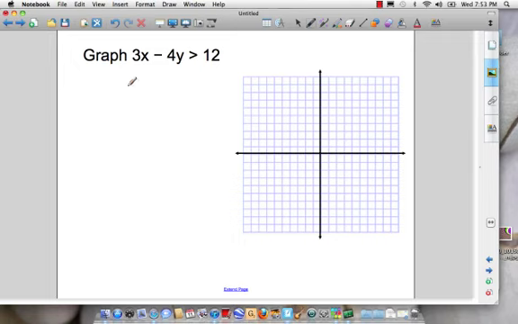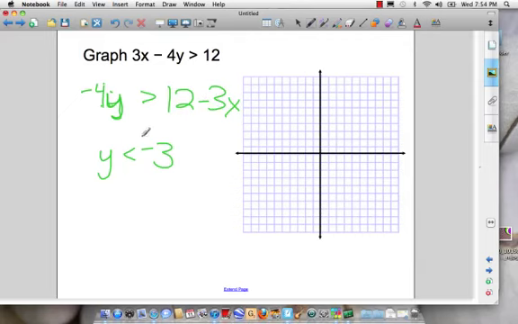Very similar, now it's greater than. So I start the same way. I want to put it in slope-intercept form. So I'm going to subtract 3x from both sides. And then, sorry, this is a little messy, I'm going to divide everything by negative 4. Remember, when I divide by negative 4, this greater than becomes a less than. 12 divided by negative 4 is negative 3. Negative 3 divided by negative 4 becomes positive 3/4 x.